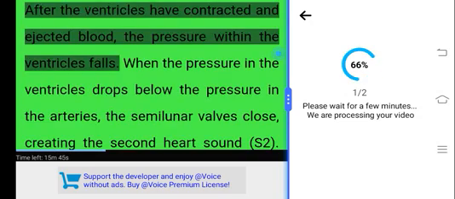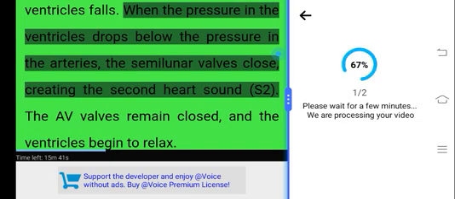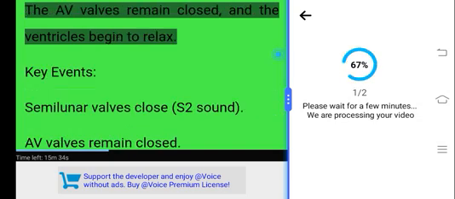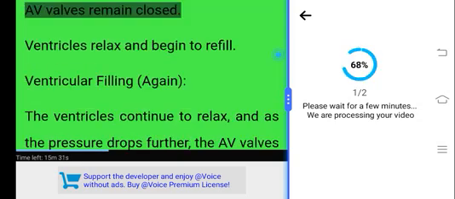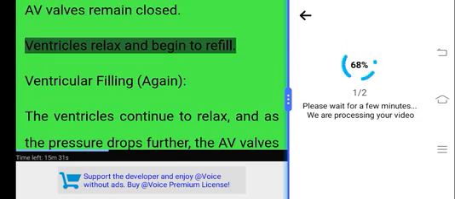Isovolumetric relaxation. After the ventricles have contracted and ejected blood, the pressure within the ventricles falls. When the pressure in the ventricles drops below the pressure in the arteries, the semilunar valves close, creating the second heart sound, S2. The AV valves remain closed, and the ventricles begin to relax. Key events: semilunar valves close, S2 sound. AV valves remain closed. Ventricles relax and begin to refill.